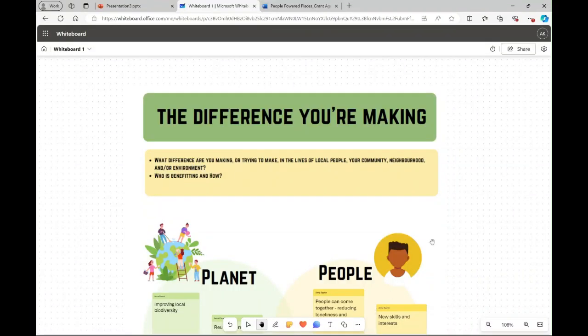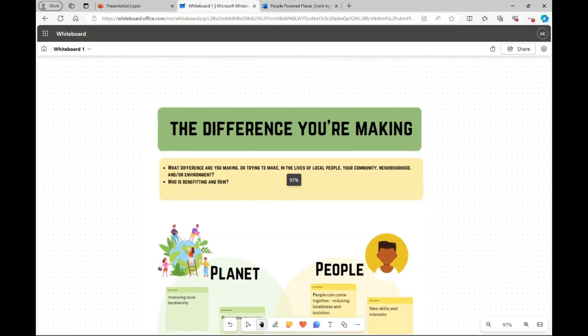At the Our Networks event that took place in July, we had a table all about measuring your impact. So, how do we measure our impact? Firstly, we need to understand the difference that we are trying to make. What difference are you making or trying to make in the lives of local people, your community, neighbourhood, or environment, and who is benefiting and how?